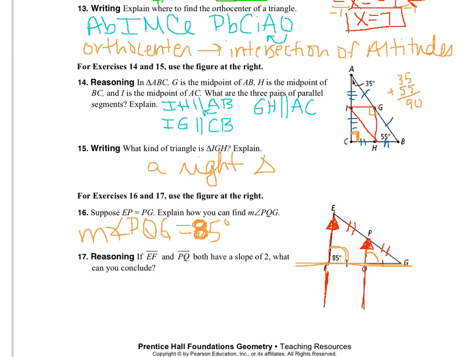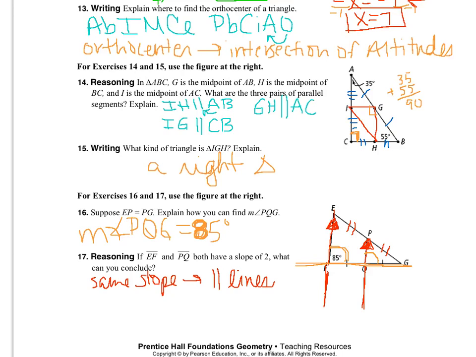All right, so now the next thing I have is EF and PQ in number 17. I'm supposing that they have a slope of 2. What can you conclude? Oh boy, that is a very broad question. So if EF and PQ both have a slope of 2, well, I know that same slope means I have parallel lines. So we can make all of these other assumptions we were just talking about with the two parallel lines and a transversal.